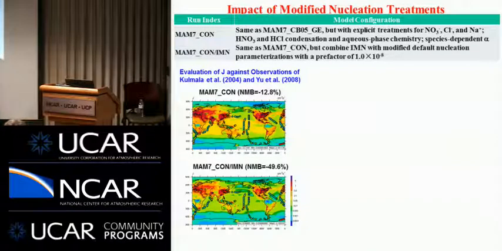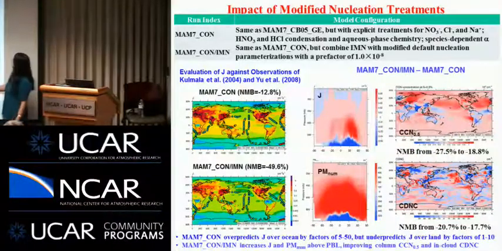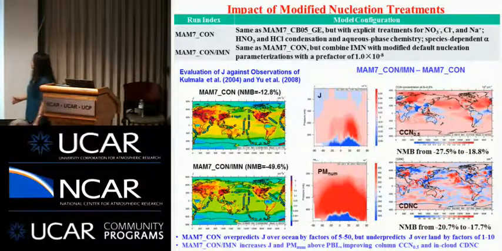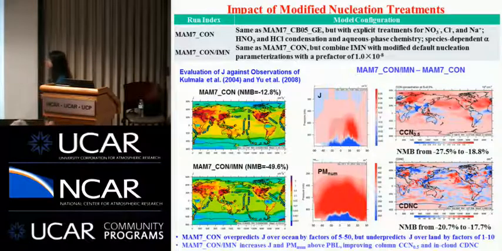Then by incorporating the ion-mediated nucleation scheme and also modifying the prefactor in the empirical law, we are getting much better performance over ocean in terms of J rate, although the overall domain-wide normalized mean bias goes back to 50% underprediction. Now, this is the one comparing the difference between those two sets of simulation, the zonal mean and spatial distribution of column CCN and also in-cloud CDNC.